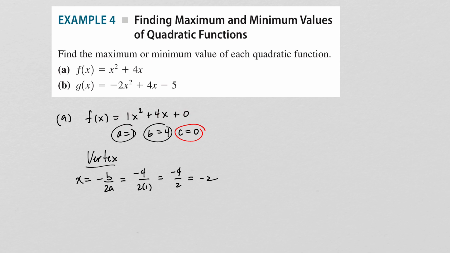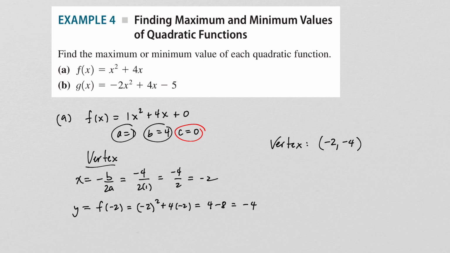Now to get the y-coordinate of the vertex, we're simply going to plug negative 2 into the function. So we're going to do f of negative 2. And f of negative 2 is going to be negative 2 quantity squared plus 4 times negative 2. This is 4 minus 8, which is negative 4. So the vertex is the point negative 2, negative 4.